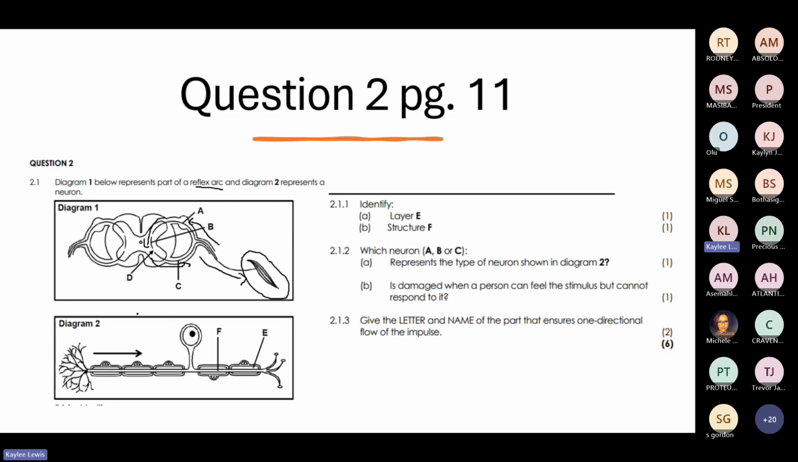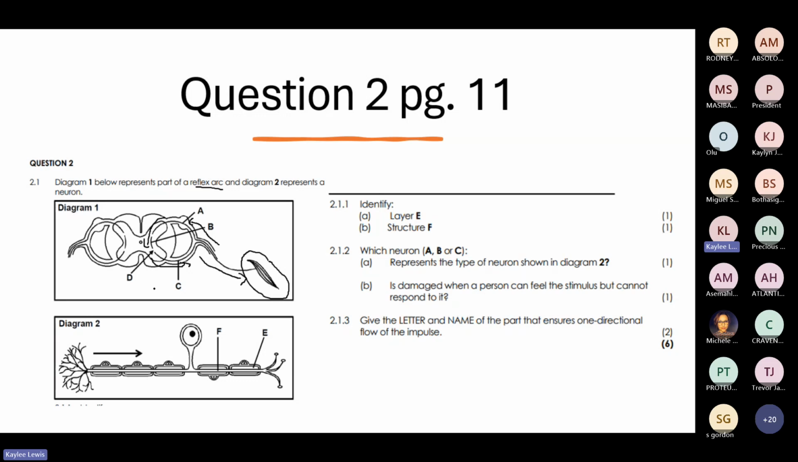So if I had to label, A would be the neuron that is going into the spinal cord from the receptor. So that would be your sensory neuron. B is the neuron sitting inside of your spinal cord, which would be your interneuron or connector neuron. And C then would be your motor neuron going away to your effector. And D, it's the gap between two neurons, so that would be the synapse. Okay, so that's what I figured out from this diagram over here.